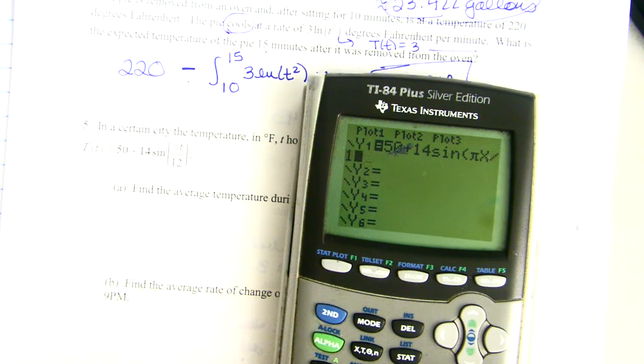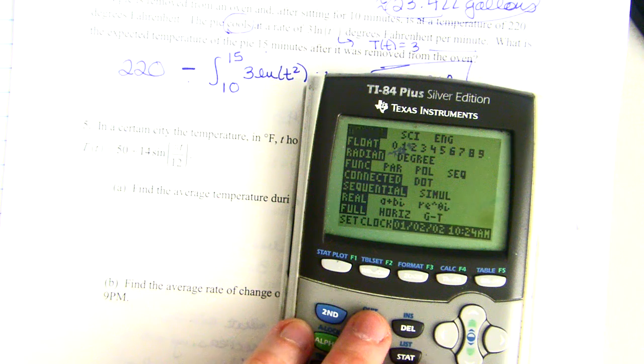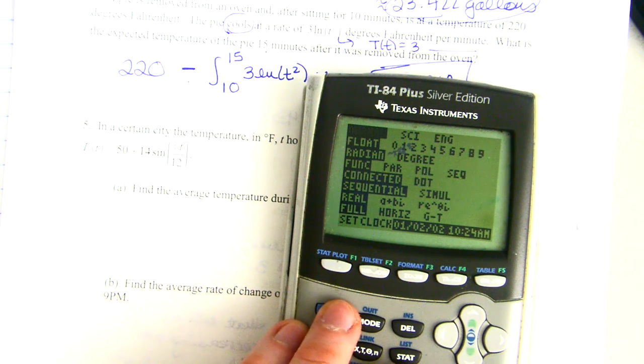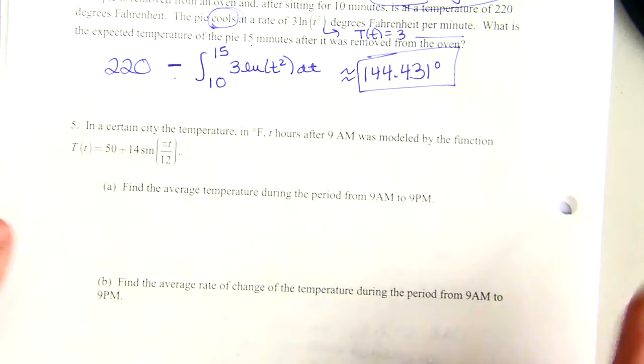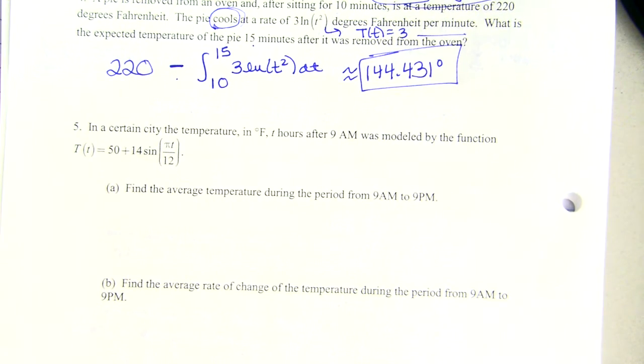Oh, you know what? Now would probably be a great time to make sure your calculator's in radian mode. Everything in here has got to be done in radians. I think we're there. Part A, I want to know the average temperature in that time period. Part B, I want to know the average rate of change of the temperature.